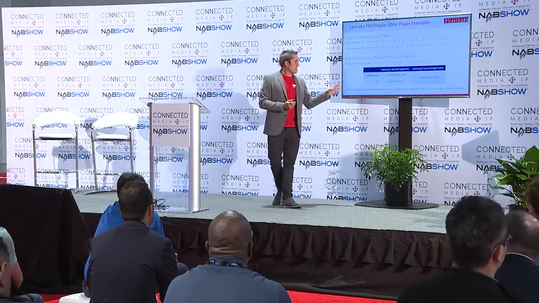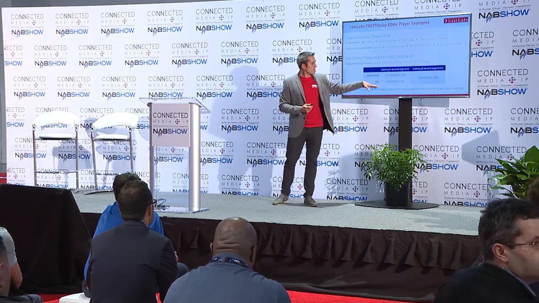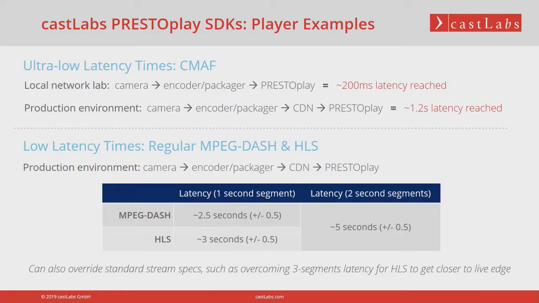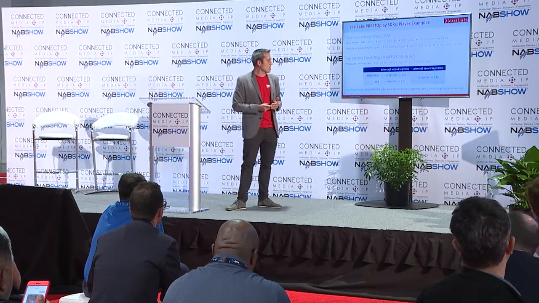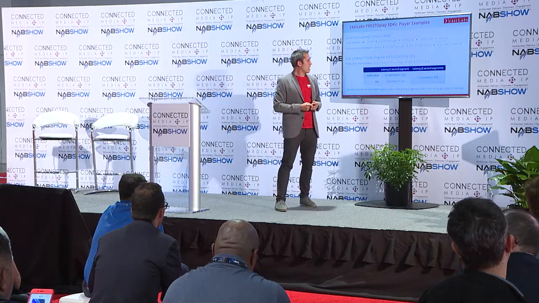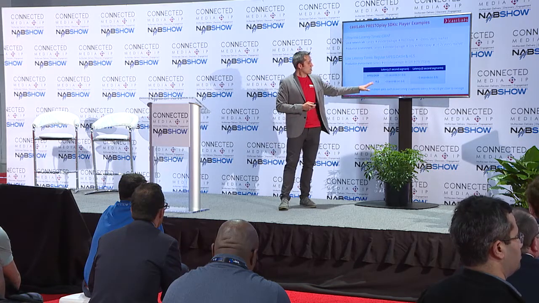Now regarding HLS and Dash, there are some things you can configure to change this latency. You can change the chunk size, you can change the fragment size, but basically that's on average what you get for MPEG Dash and HLS when you have 1 or 2 seconds of segments. Which is not bad, actually. 5 seconds for regular latency is quite good. The way to achieve that is mainly on the player side.